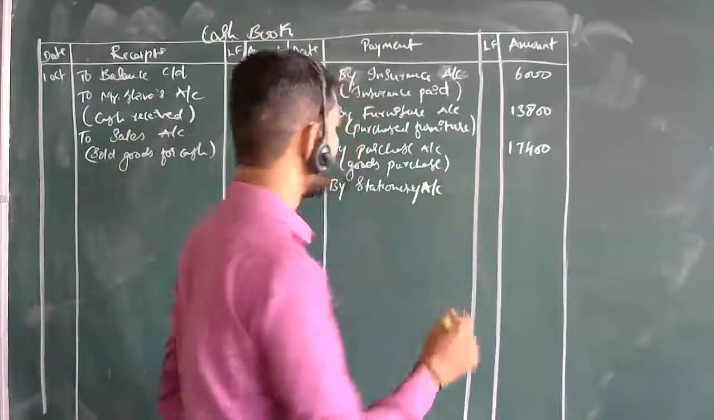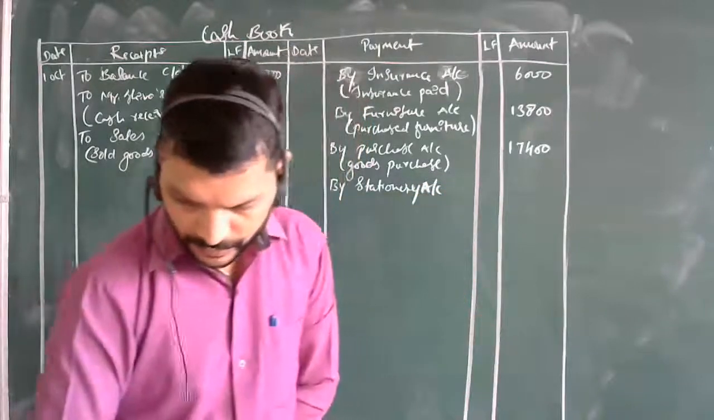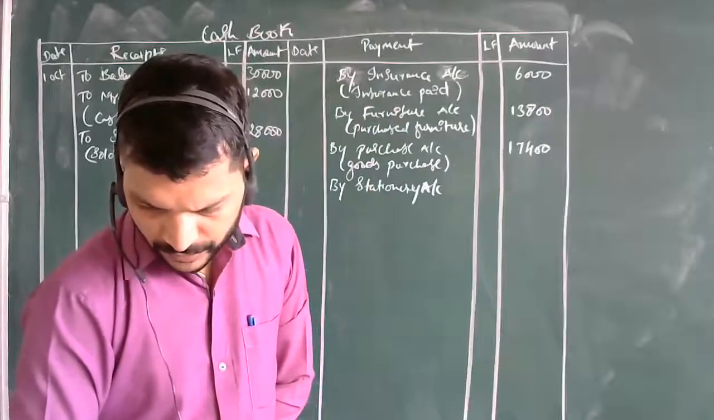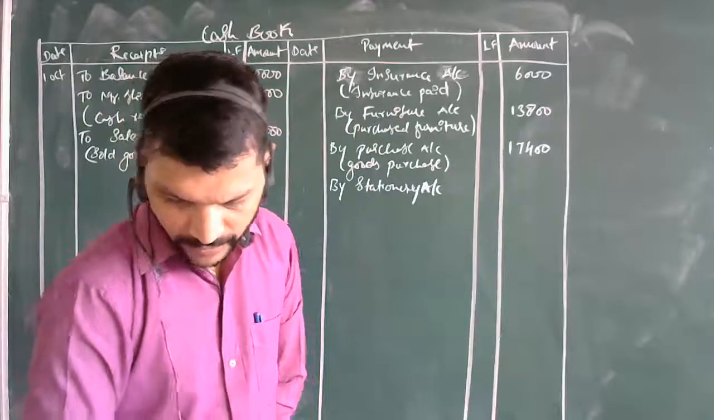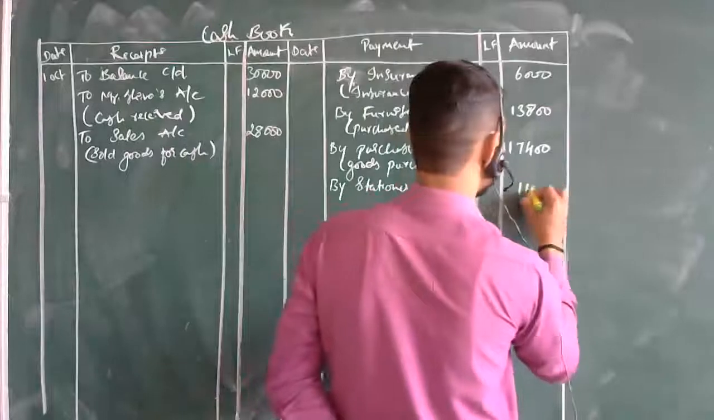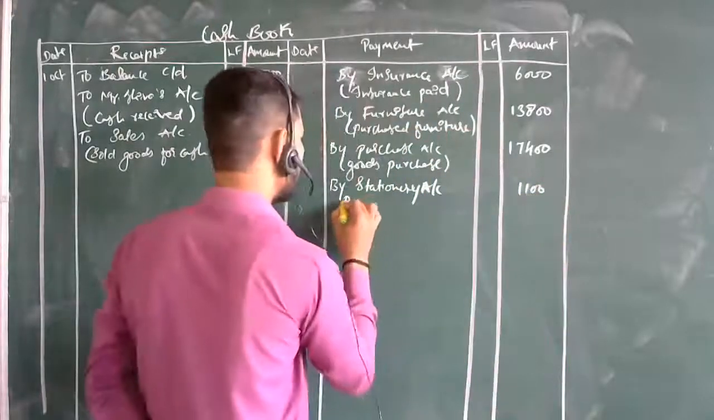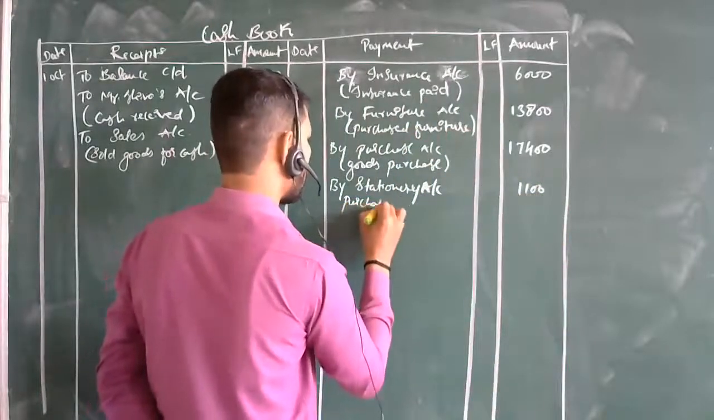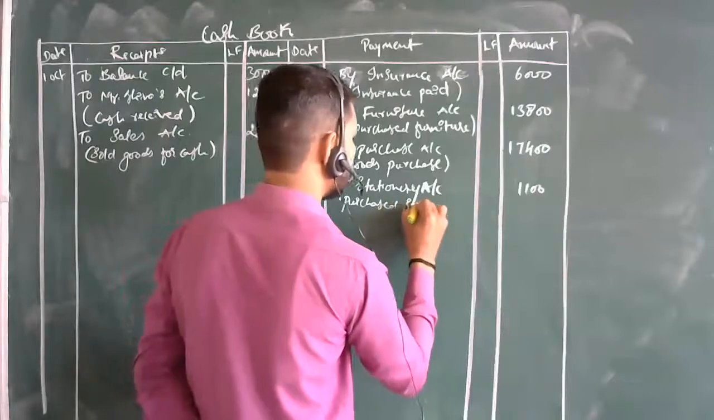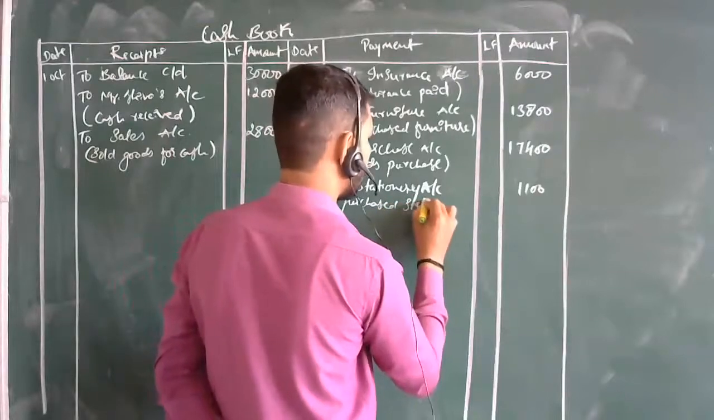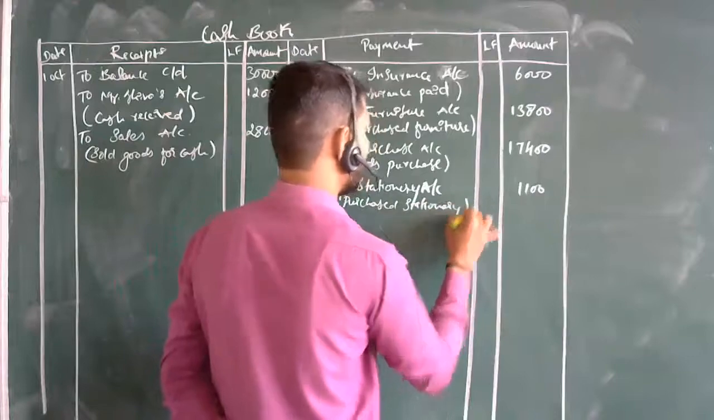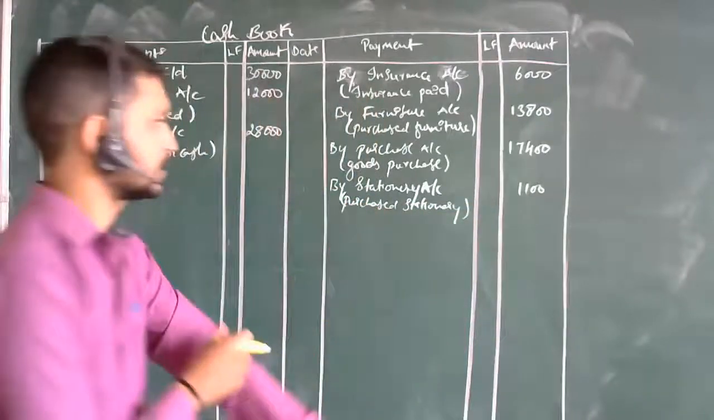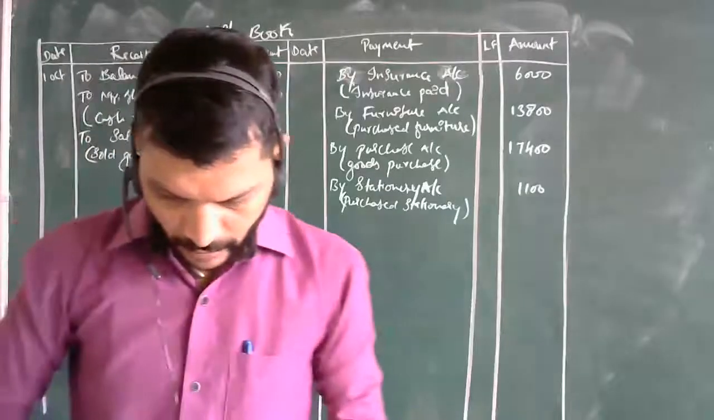By stationery account. So what is the cost over for this? Purchase stationery 1,100. So purchased stationery. Purchase stationery. That's it. Then next one.